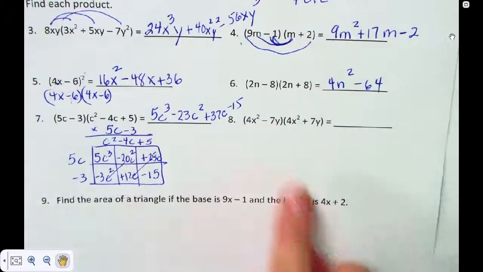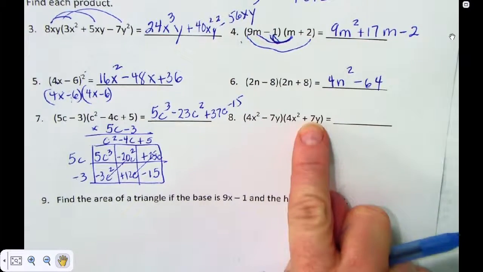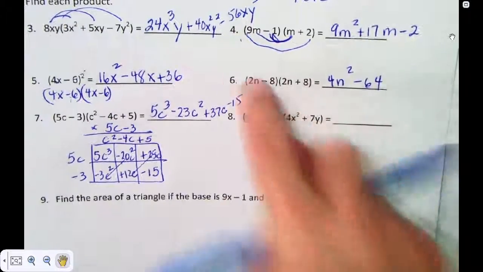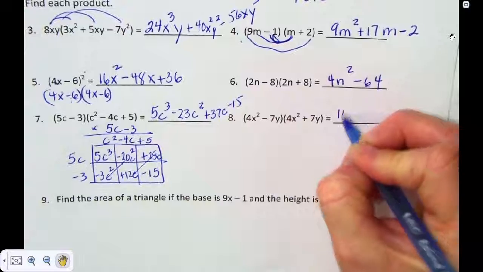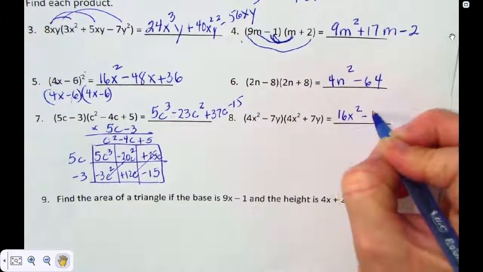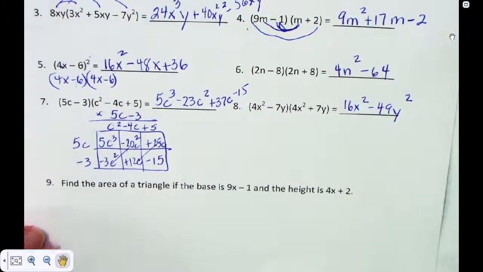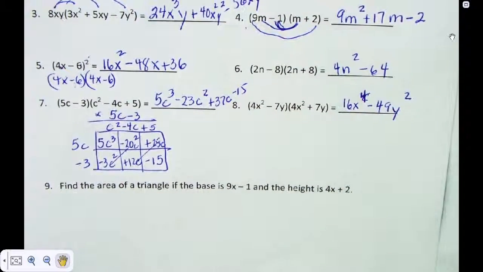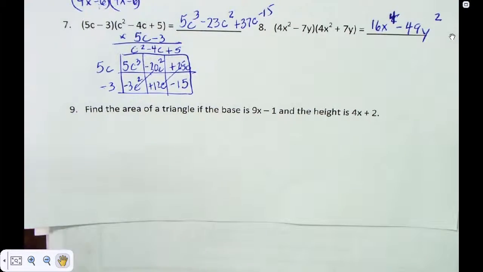Okay? On this one, what do you notice about the bottom? Same thing, right? But one's minus, one's plus. So, 16x squared minus 49. Oh, x to the fourth, I'm sorry. You'll have to help me. I'm not feeling good. Okay, I'm kind of sliding in.